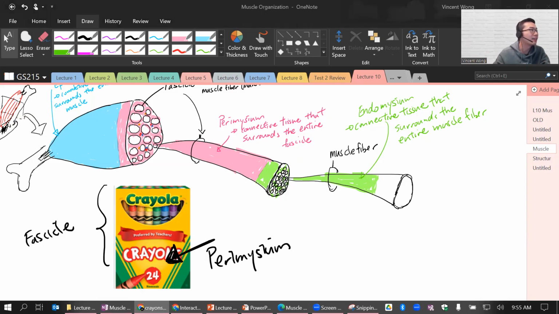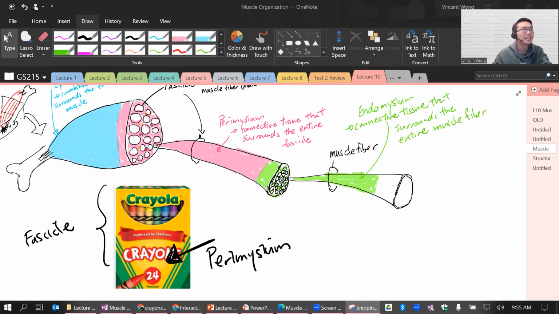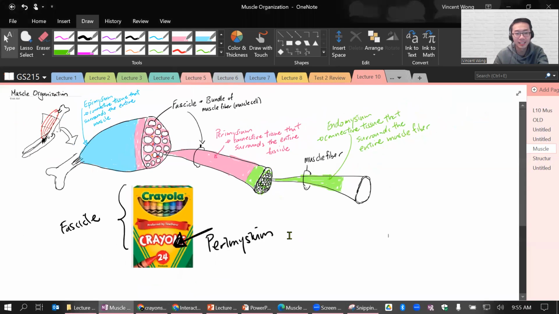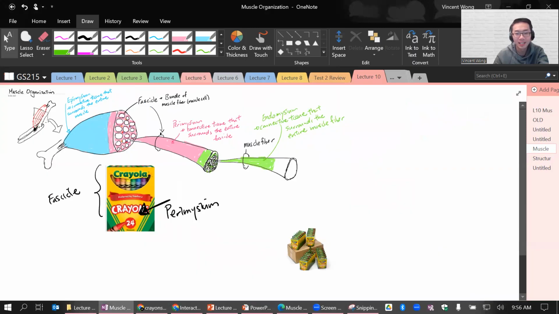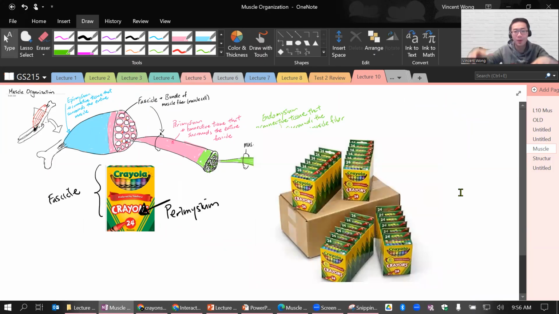I tried to find a picture on Google, and this is the best I could come up with. Okay, hold on. There we go. All right, so you take this whole thing and you're gonna put them in a bigger box, like the brown carton box here, right? So this whole box is gonna be like the whole muscle.